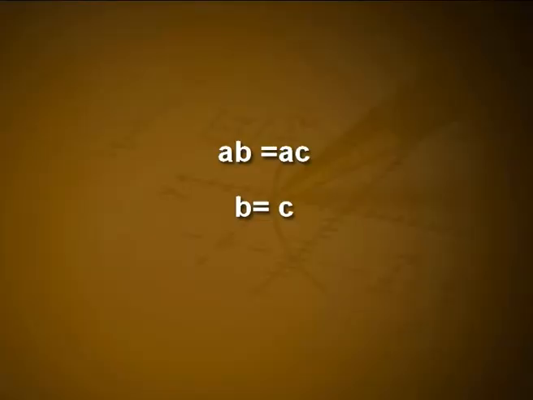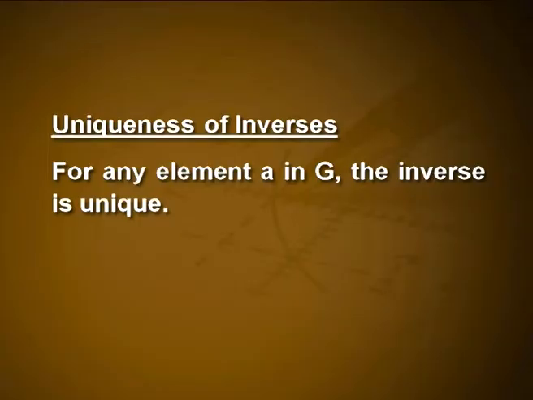Similarly, one can prove ab equal to ac implies b equal to c by multiplying by a dash on the left side. Next theorem on uniqueness of inverses. For any element a in G, the inverse is unique. Proof. Suppose b and c are both inverses of a. Then ab equal to e and ac equal to e by definition. So that ab equal to ac. Now using the cancellation law, we can cancel a. Thus b is equal to c.